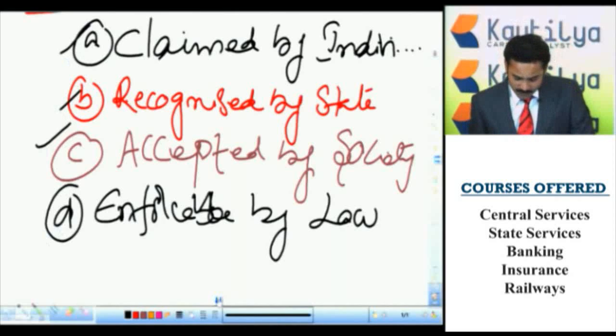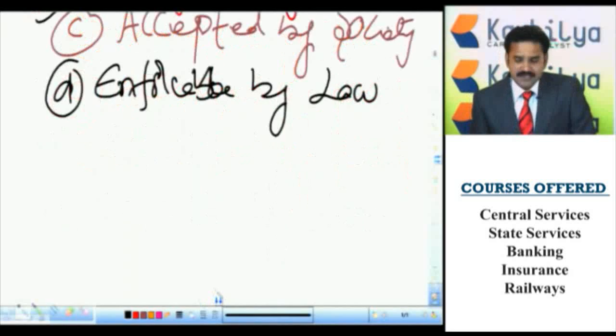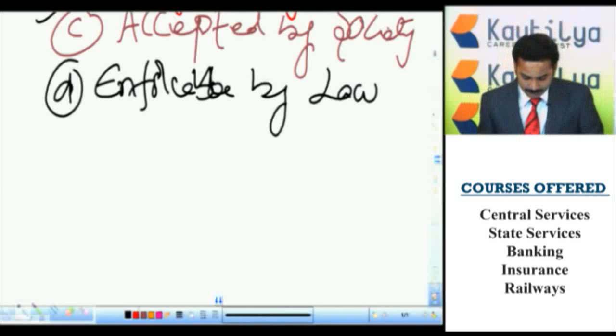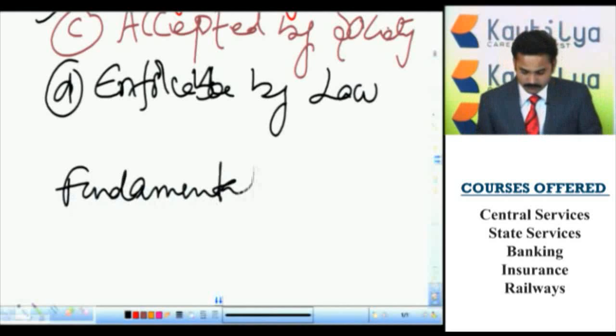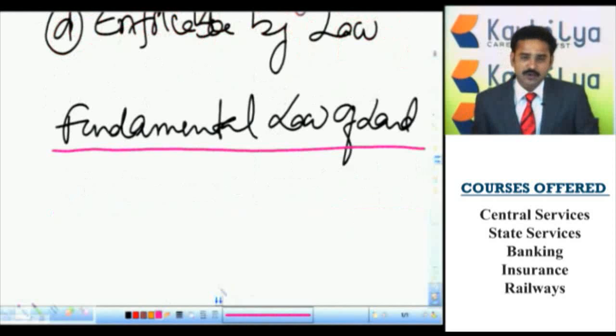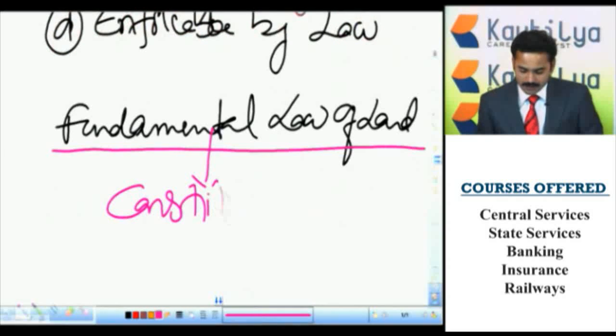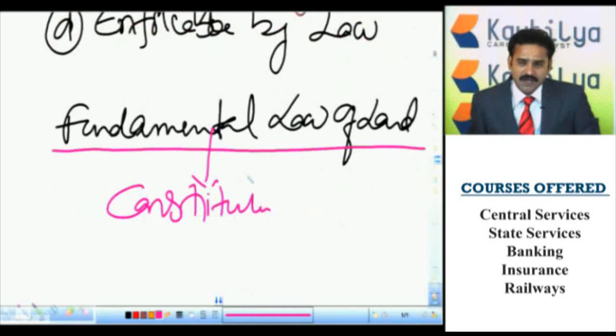Now let us try to understand the features of fundamental rights. Before that, why are they called fundamental? What is the reason they are called fundamental rights? They are called fundamental rights because they are mentioned in the fundamental law of the land. Here the fundamental law of the land means the constitution. The Constitution is also known as the fundamental law of the land. They are mentioned or enumerated in the constitution, so that is why they are called fundamental rights.